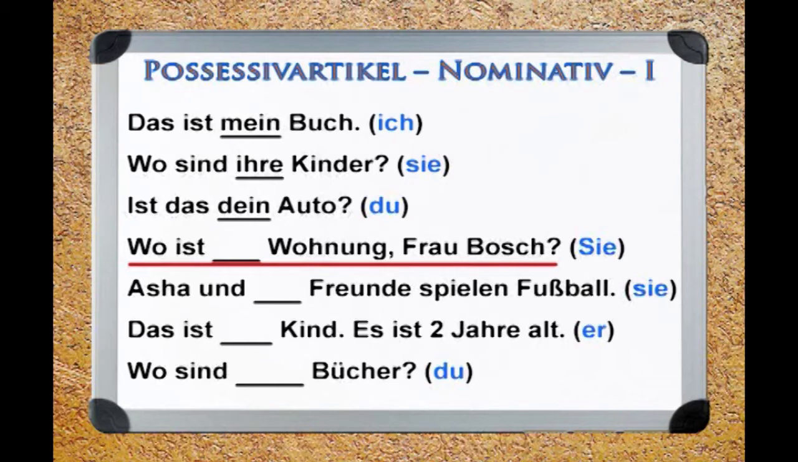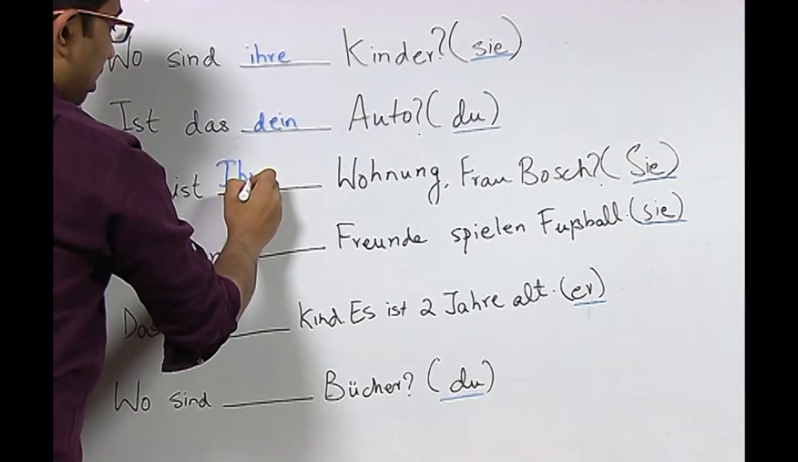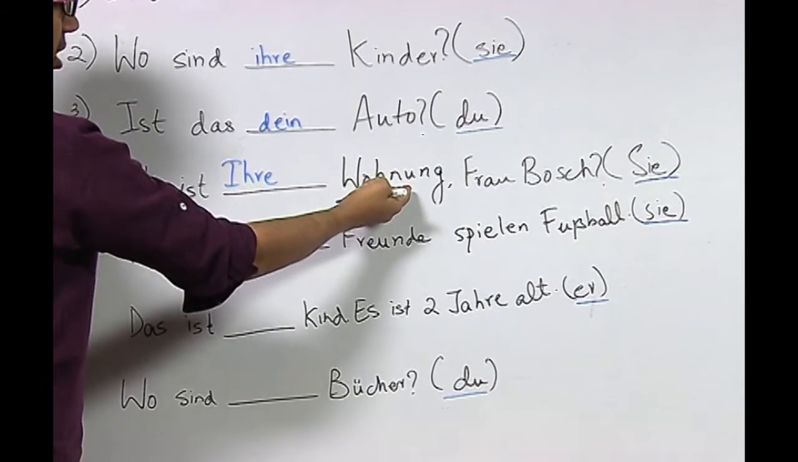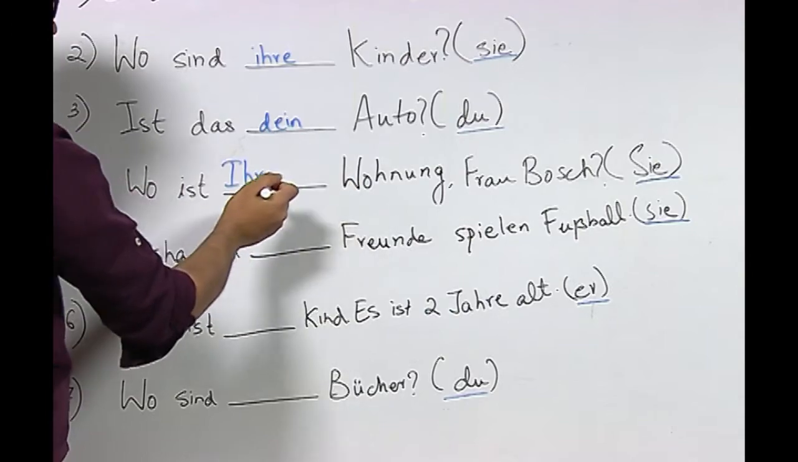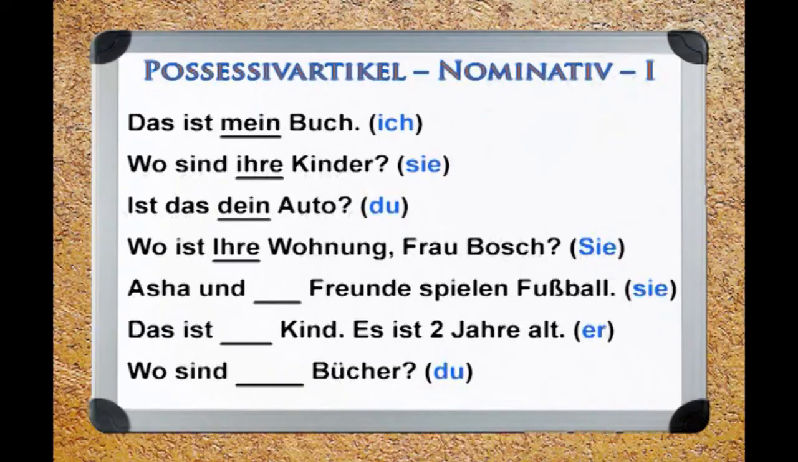Now, here we have the second person pronoun in singular, that is formal, and we know that if the second person pronoun Sie is big, we write the possessive also big, which is Ihre Wohnung, because the noun Wohnung has got the ending e, which shows that it belongs to the feminine gender. Now, let us look at this sentence.